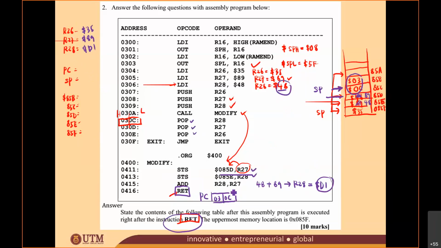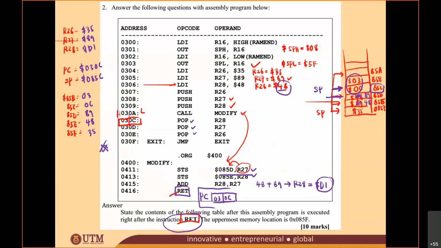Program counter, so this is your program counter value, which is point to address 030C. What about your stack pointer? Your stack pointer point what to what address? 085C. At address, memory address 085B will have what value? 03. This one will have 0C. What about 5D? 5D now become 89. 5E is 48. And this one is 35. So this is your answers. Okay, you will get 10 marks.